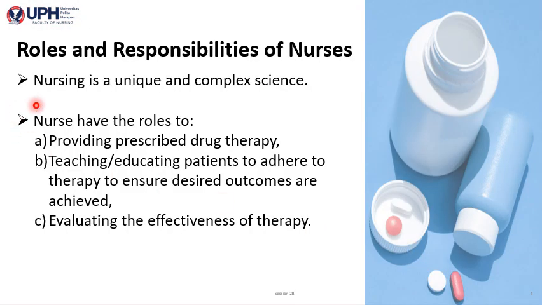So, what are the nurses' responsibility and roles? As you can see, nursing is a unique and complex science where in medication administration, nurses have the roles to provide prescribed drug therapy. So the medical professional or the doctors will be prescribing a medicine, and then we will provide that prescribed drug therapy. And then we have the roles of teaching and educating patients to adhere to the therapy, and to ensure that the desired outcome can be achieved, as well as to evaluate the effectiveness of the therapy.